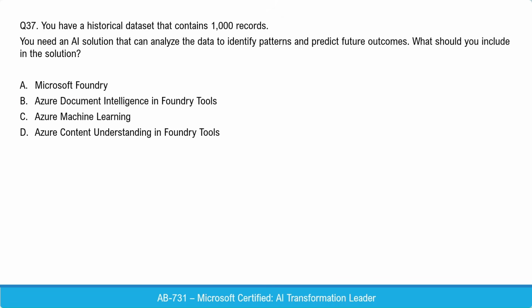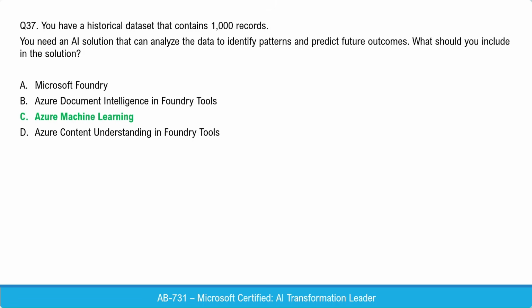Next question. You have a historical data set that contains 1000 records. You need an AI solution that can analyze the data to identify patterns and predict future outcomes. What should you include in the solution? And your options are Microsoft Foundry, Azure Document Intelligence in Foundry Tools, Azure Machine Learning, or Azure Content Understanding in Foundry Tools? And the correct answer is option C, Azure Machine Learning.